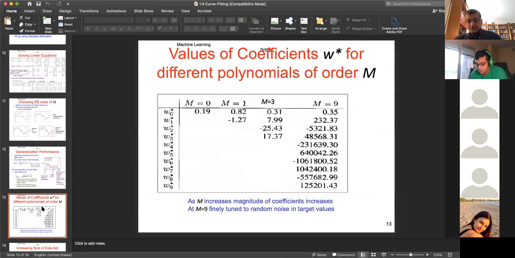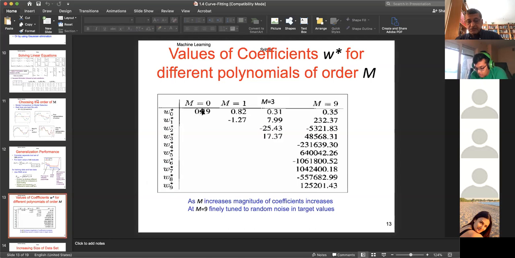Another point that is being made here is they ran this data on this linear regression problem. And what they did was obtain the values for the parameters W0, W1, W2, up to W9 for a degree 9 polynomial as well.